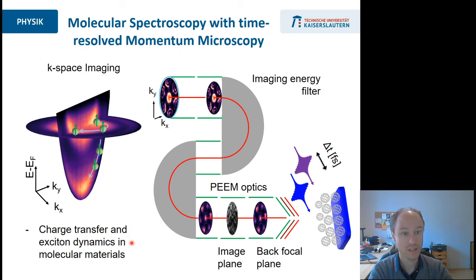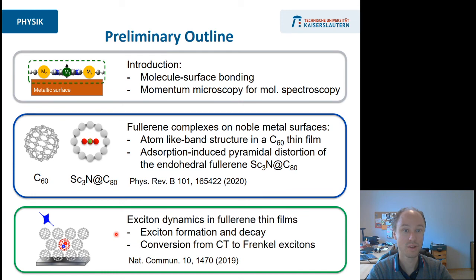And with this introduction, let me close by giving you a few ideas what I will talk about in detail. So in the first part of my presentation, I plan to talk about static properties of the band structure of fullerene complexes on surfaces. I will show you that molecular thin films can also exhibit an atomic-like band structure, and therefore I will use molecular complexes such as this fullerene complex C60.